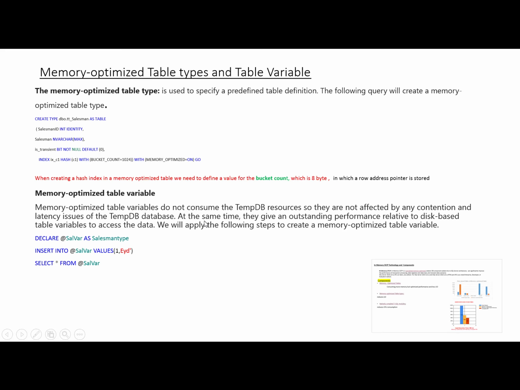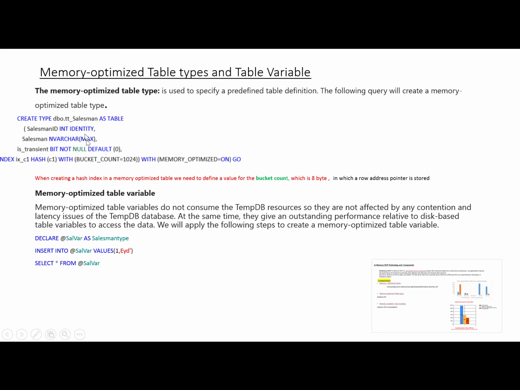The memory optimized table type is used to specify a predefined table definition. Suppose you want to create a variable of memory optimized table type, so we have to define the table type. To define the table type, this is the syntax. It's the same as the normal SQL table type syntax, but here we have to add the MEMORY_OPTIMIZED = ON syntax to create this table type for memory optimized. When we create this type, we can create variables of this type.